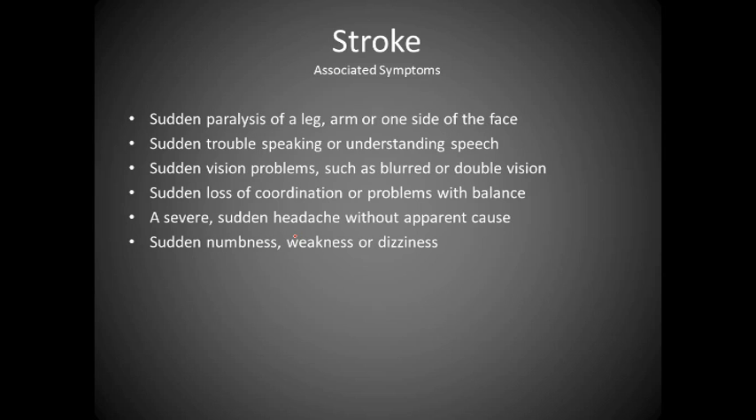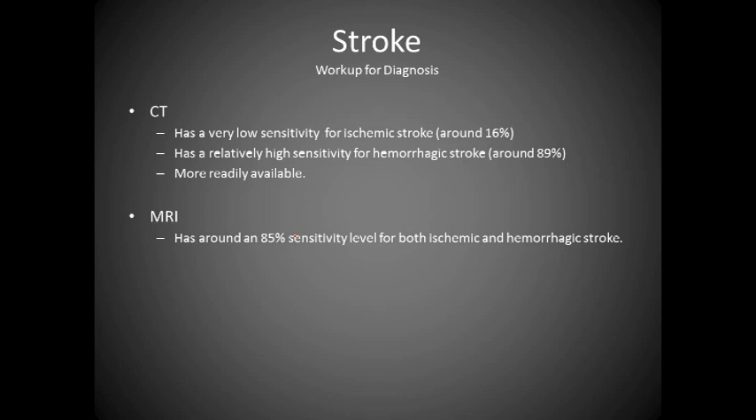You see this a lot with the hemorrhagic strokes, where the patient is just complaining of a severe headache, sudden onset. It is almost the most excruciating thing that you can have. Also sudden numbness, weakness, or dizziness. And so that kind of goes back to the first bullet point, where there's just really no explanation, but all of a sudden you get weak and you're not able to move.